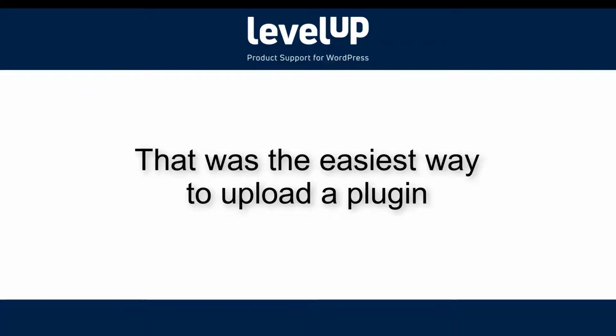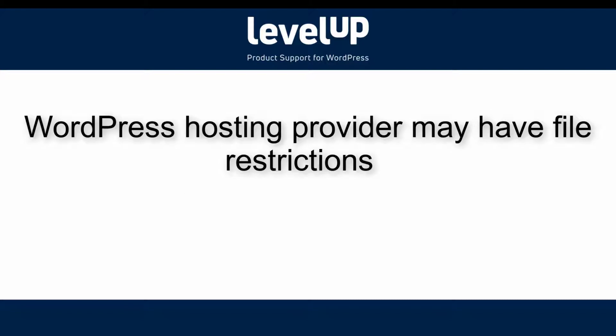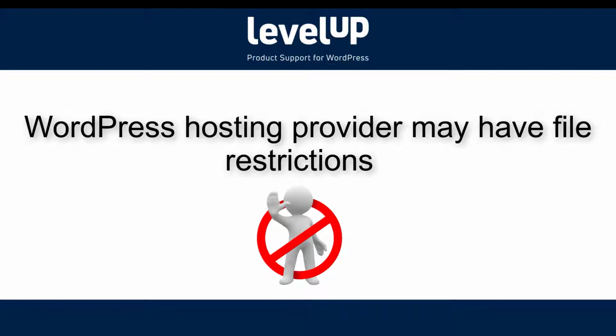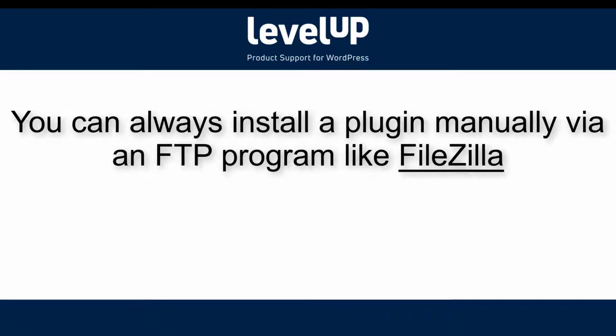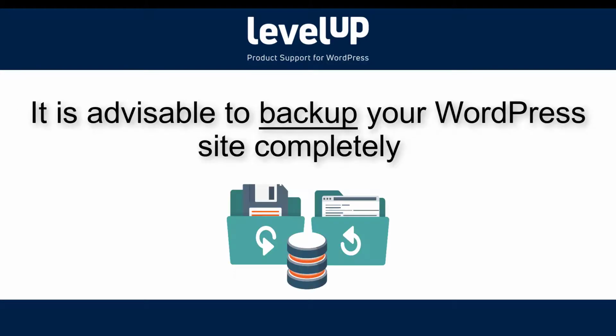So that was the easiest way to upload the plugin. However, in some cases, your WordPress hosting provider may have file restrictions that could limit your ability to install a plugin from the admin area. If you face a situation like that, you can always install a plugin manually via an FTP program like FileZilla. But before any plugin installation, it's advisable to back up your WordPress site completely so that you have nothing to worry about in case something goes wrong.